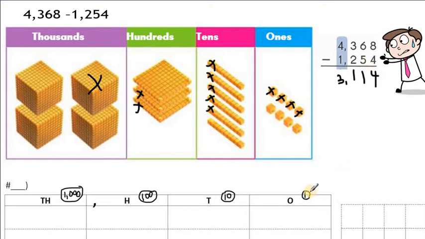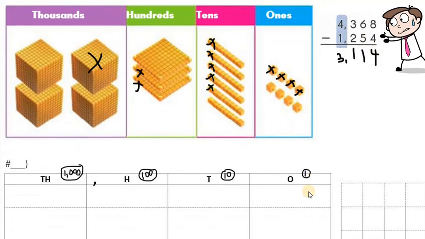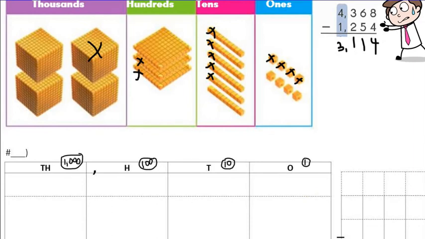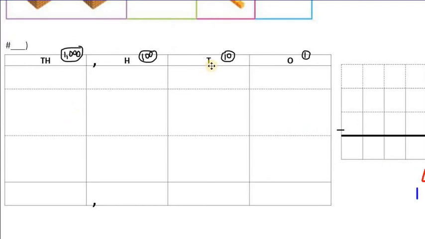3,114. Now what does that look like if I use the place value chart? Because that's the method I want you to practice. And you can draw this anywhere. That's what I like about it. You don't have to use a special paper like what I have, but it's probably easier. So let's start with the number. The number we are starting with is 4,368. And we're going to subtract 1,254. So I need 8 ones.